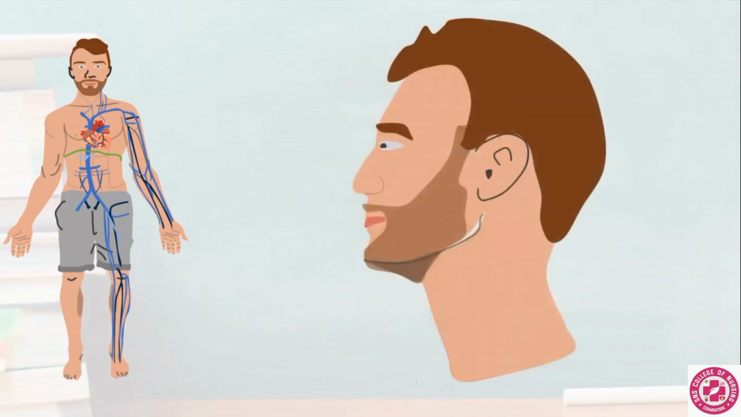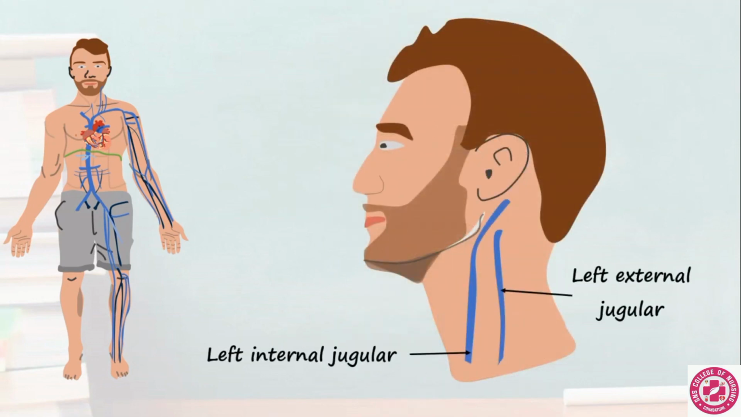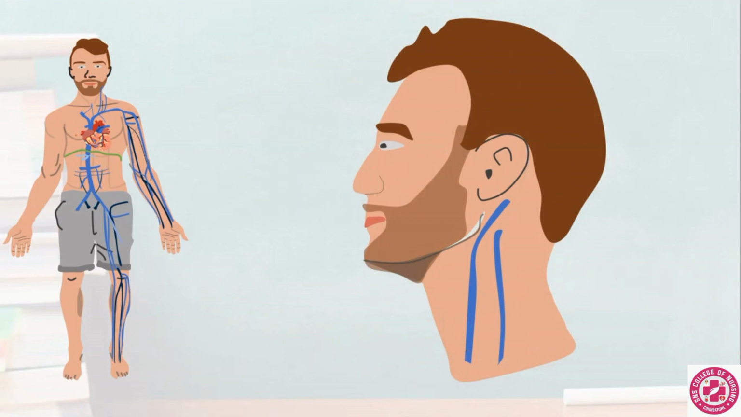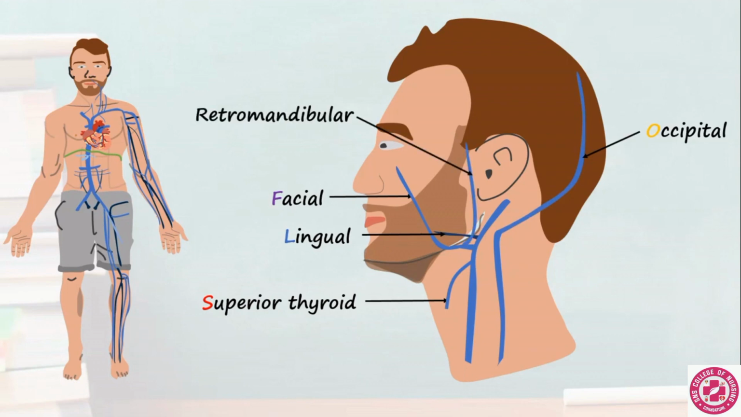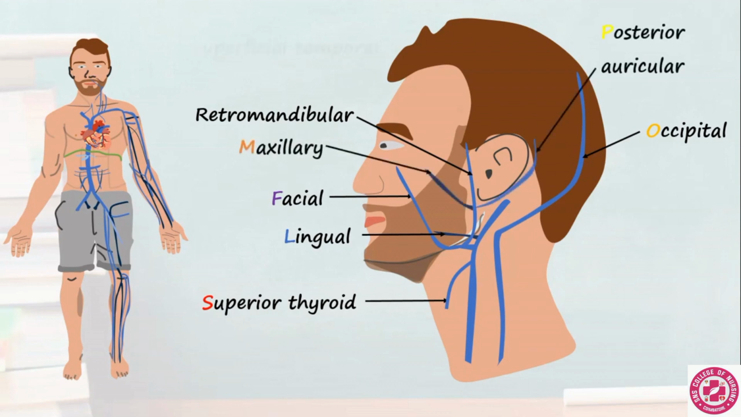These are best viewed from the side. Of course, first we have the internal and external jugular veins, which drain into the subclavian. The internal jugular receives blood from the superior thyroid, lingual, and facial veins, and the external jugular receives blood from the occipital vein. From the internal jugular comes the retromandibular vein, which runs around the back of the mandible. This receives blood from the posterior auricular, maxillary, and superficial temporal veins.